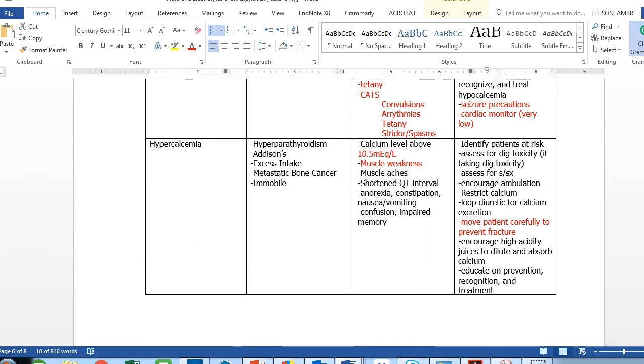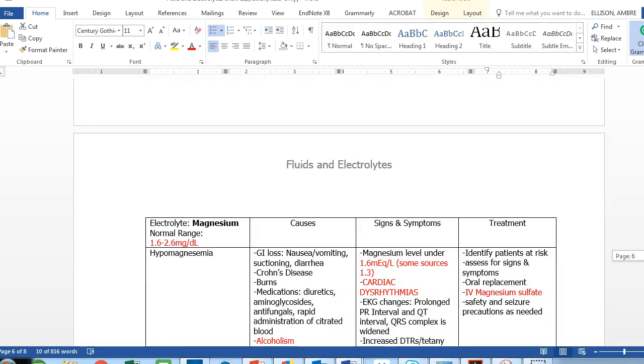You need to remember the saying: groans, moans, bones, stones, and overtones to help you remember your signs and symptoms. So groans, constipation. You're very constipated with hypercalcemia. You're going to have joint pain, which is your moans. Your bones are not going to have calcium in them because it's going to be in your blood. You're going to have kidney stones, and you could have some psychiatric confusion, which is what the overtones are.